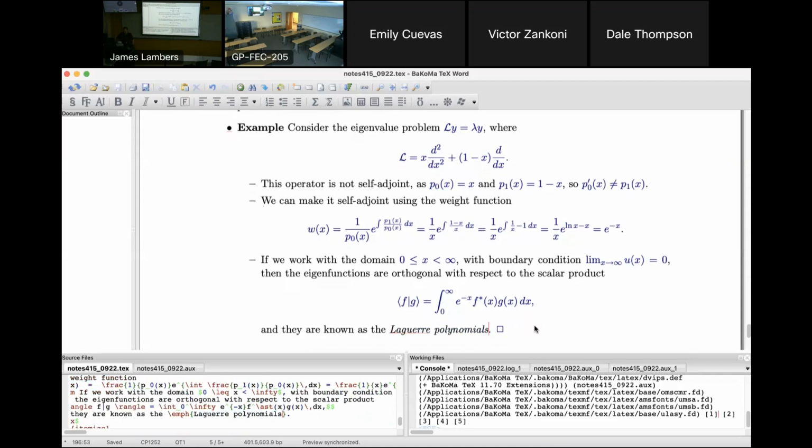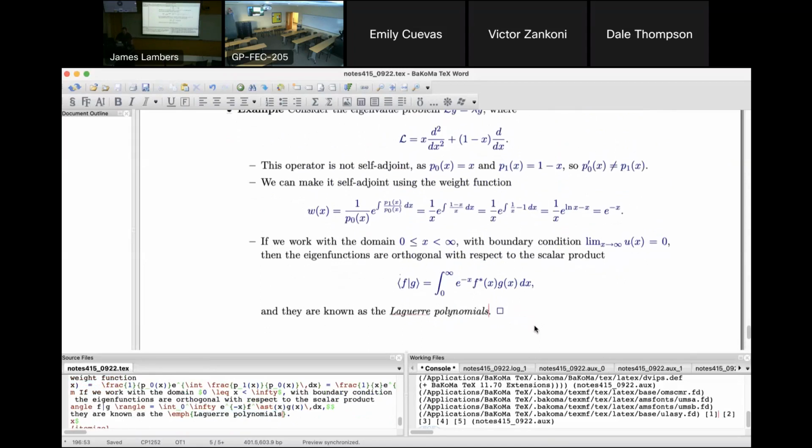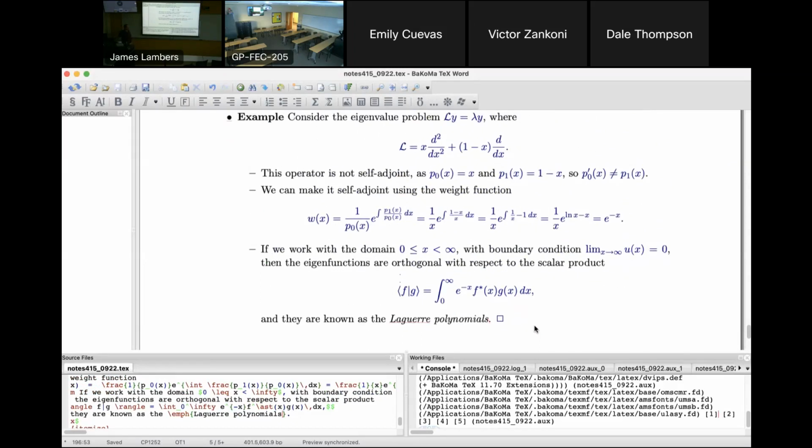Is that the end of the notes? Yes, that's the end of the notes. We have time for the homework questions.